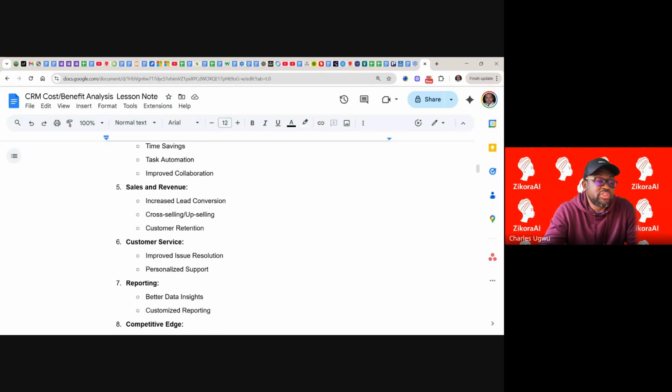Customer service. Under customer service, improve issue resolution, personalized support. Improved issue resolution is still boiling down to time saving. If it takes 2 days to resolve an issue, it can be within 4 hours or within 2 hours, you have resolved the issue. You save time. And equally personalized support.